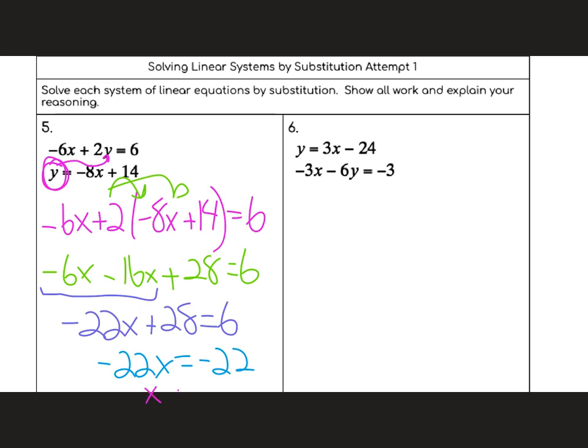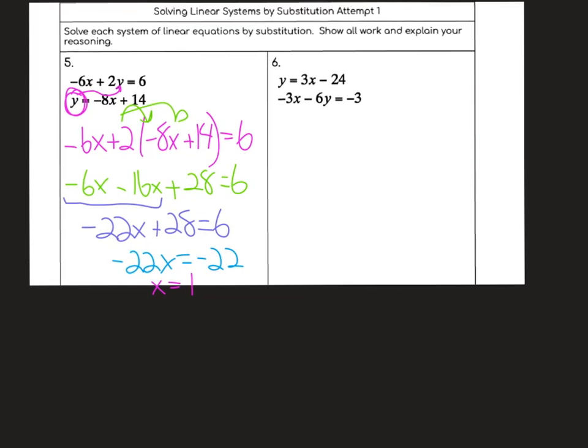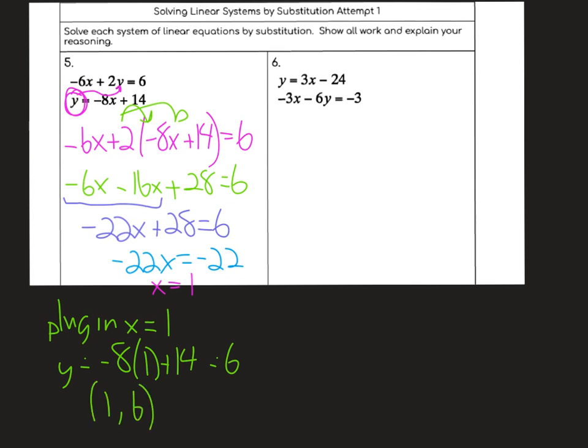And then my final step is divide by negative 22, and I get x equals 1. Now I said my final step, but I'm not actually done, because I found an x value, but I need to find a y value. So my actual final step would be plug in x equals 1. So y equals negative 8 times 1 plus 14. So that's going to be 6. And the point is 1, 6, therefore. That's the point where those two lines hit. You could plug those into Desmos and verify if that is accurate. Fingers crossed, I did it correctly.